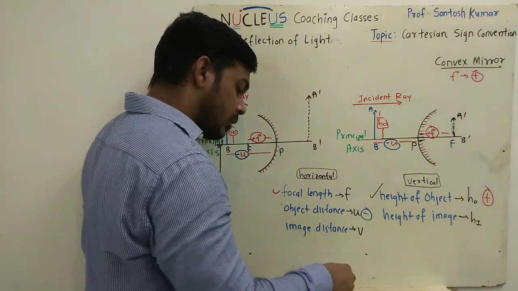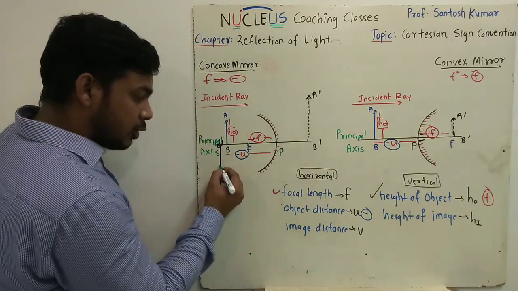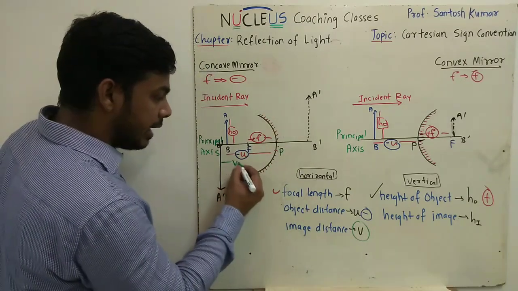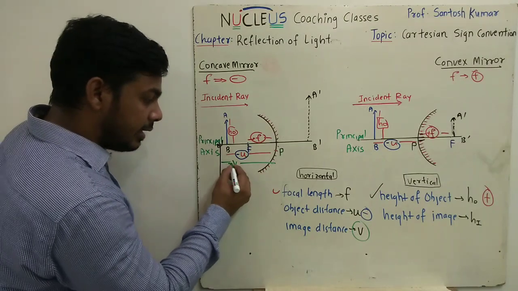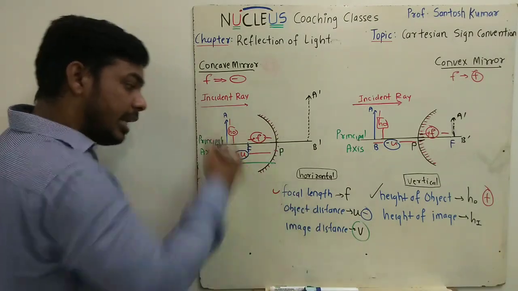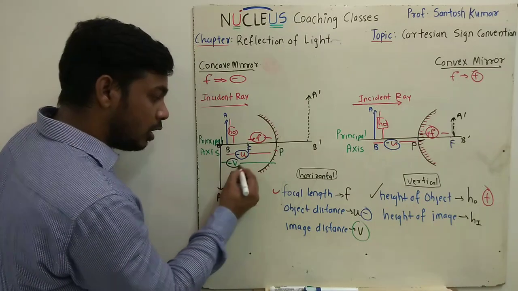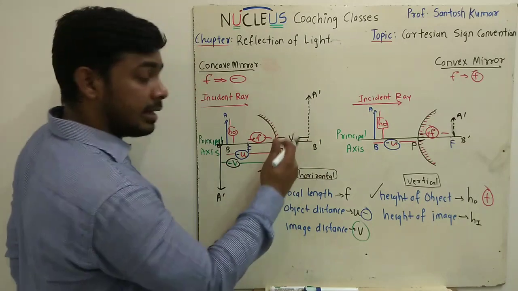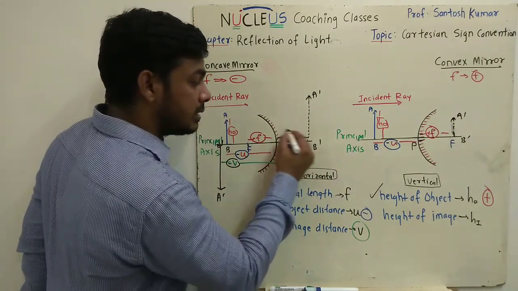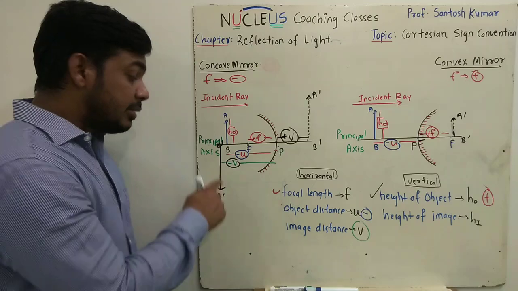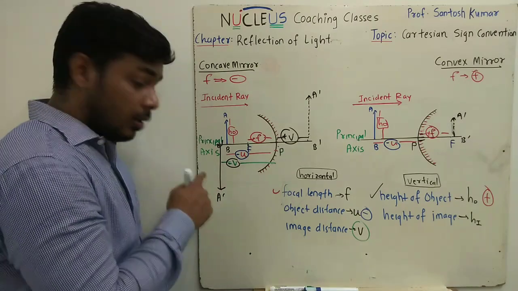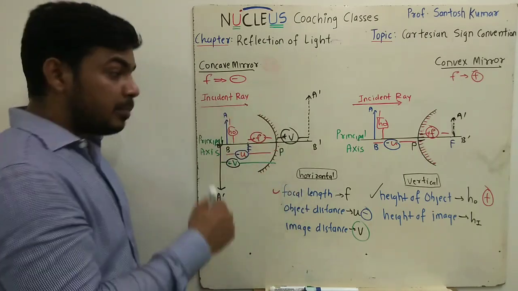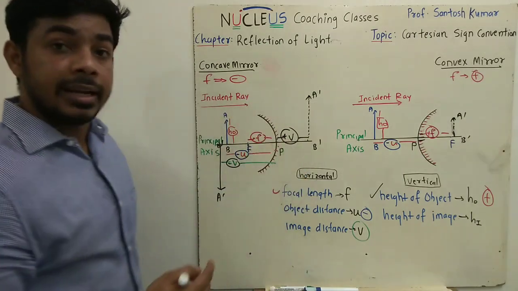So if I talk about the image distance, the distance of the image from the pole is taken as V. Now if I mark this as V, you can clearly see that this V lies on the left-hand side of the pole and it is horizontal, so it is taken as negative. And if I measure this distance, image distance V, it lies on the right-hand side of the pole and hence is taken as positive. That means if the image is real, the image distance will be negative because it is formed in front of the mirror, and if the image is virtual, it is taken as positive.